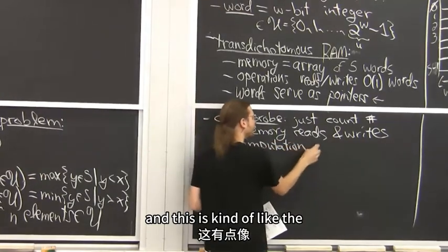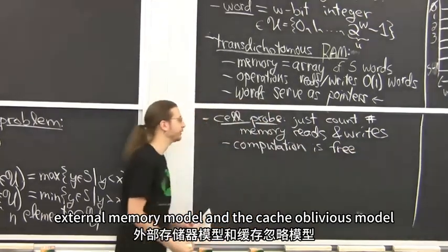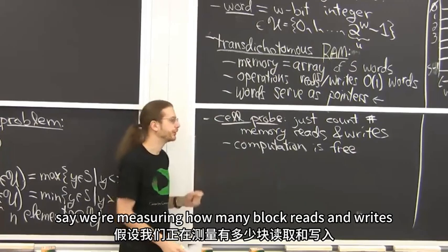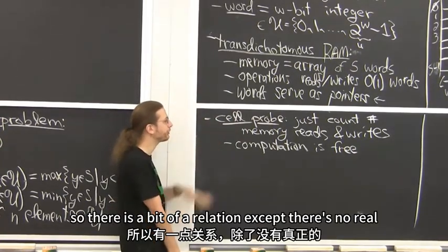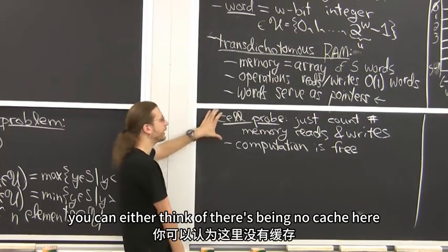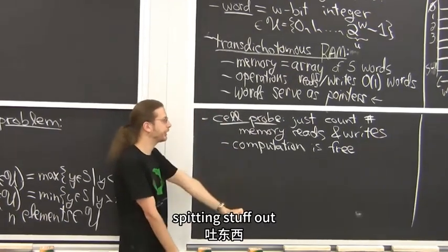And this is kind of like the external memory model and the cache oblivious models. There we're measuring how many block reads and writes there are. Here our blocks are actually our words. So there is a bit of a relation, except there's no real... You can either think of there as being no cache here, because you're just reading in a constant number of words, doing something, spitting stuff out.